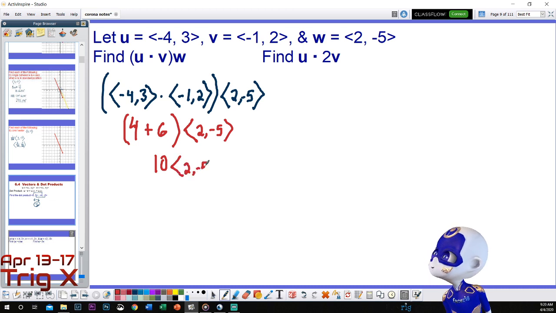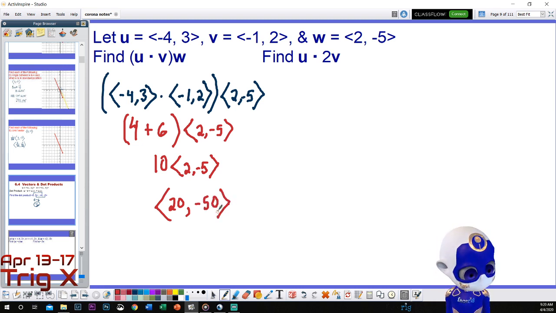And now, like I said, the dot product is just going to be a single number. It's a scalar. So it's going to multiply this vector by a scalar of 10. I do 10 times 2, 20. 10 times negative 5, negative 50. And that, Regis, is your final answer.